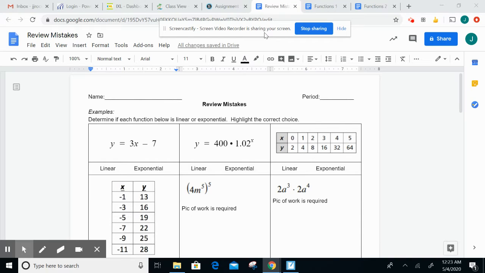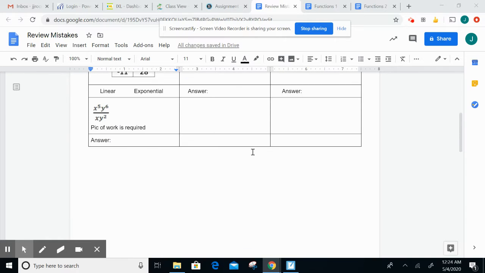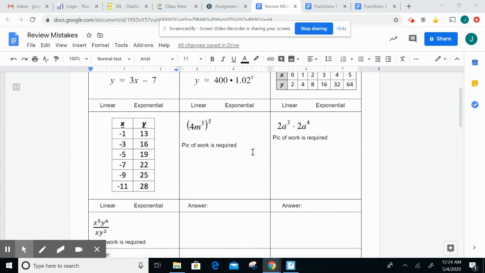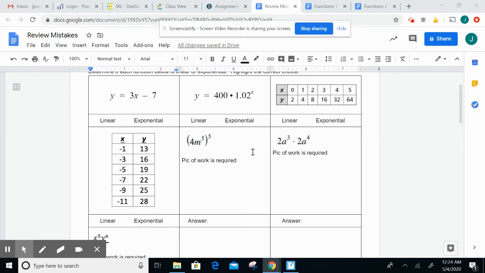So, for the first assignment, and this will be pretty quick, I wanted to go through some of the mistakes I saw on the review from the third day last week. Still some people confusing some linear and exponential stuff, and then the exponent rules. Some people really got it.